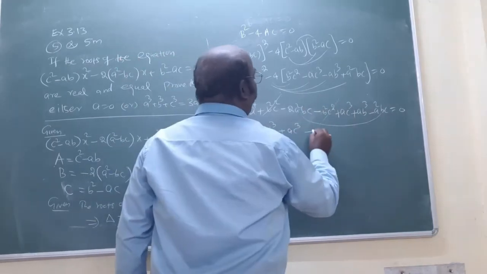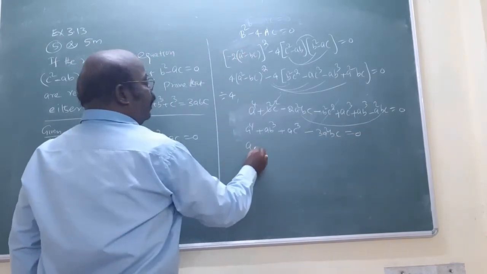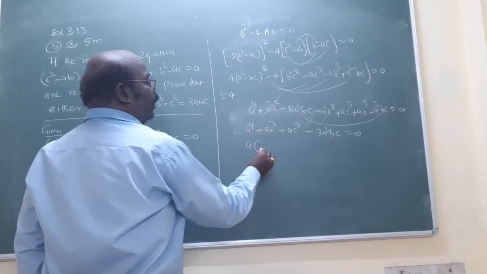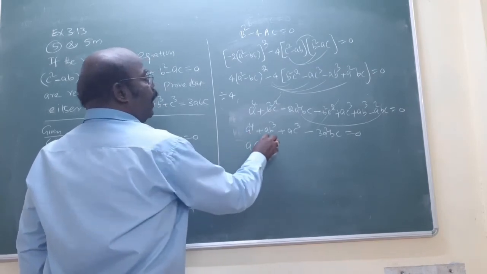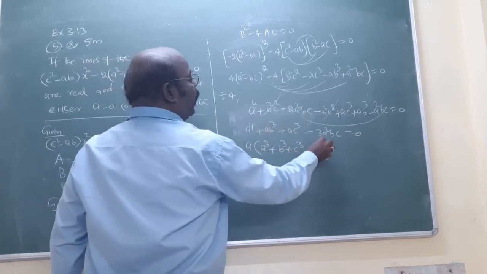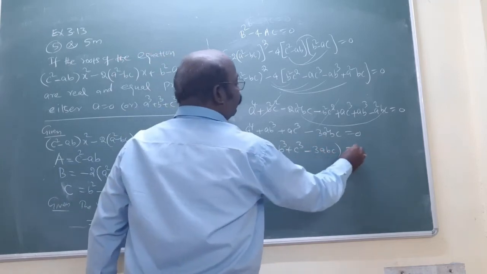Combine this to minus 3A²BC. In all the terms, A is common. In A⁴, taking A out, A³ will come. In AB³, taking A out, only B³. Here C³. Here out of A², taking A out, only A will be 3ABC.